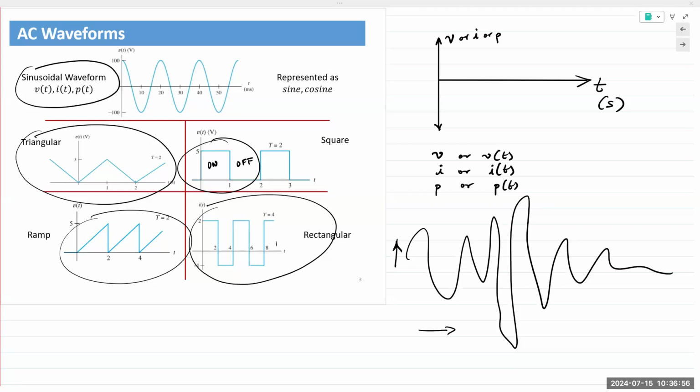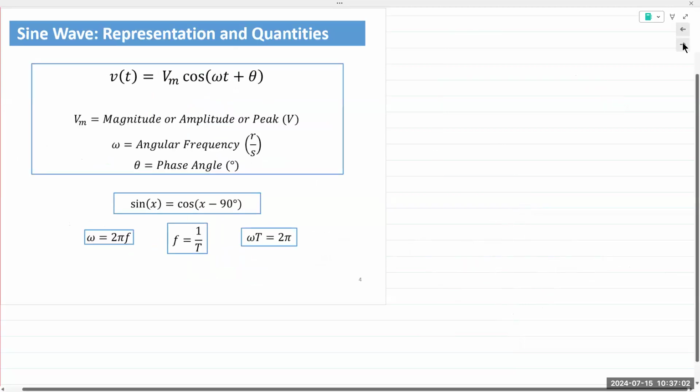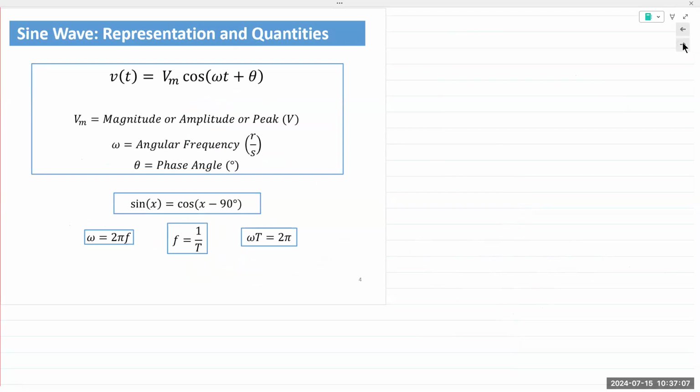So we will primarily be working with sinusoidal waveforms, because AC is very easy to generate. It's very easy to distribute. Everything that we use in everyday life is based on the sinusoidal waveforms. If you recall from the first week of classes where I talked about AC versus DC, and I stated the power outlet rating, you have voltage, you have frequency.